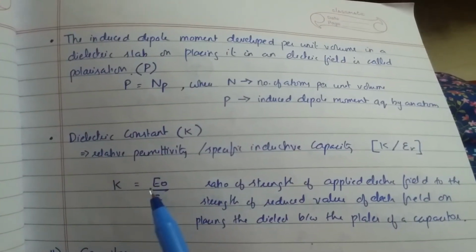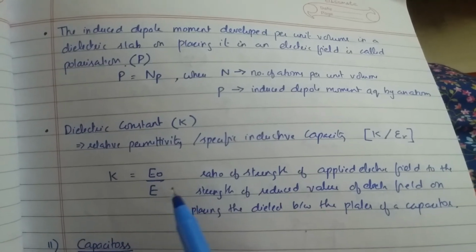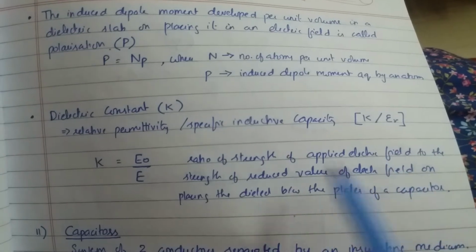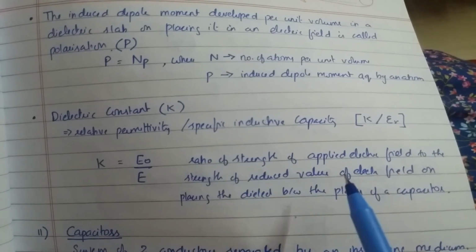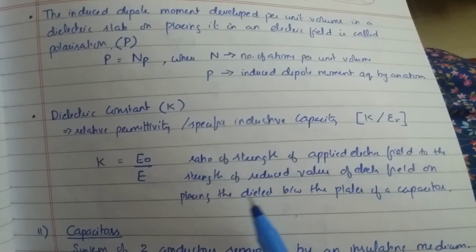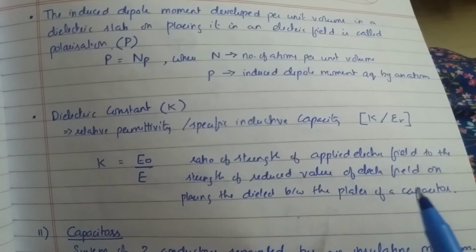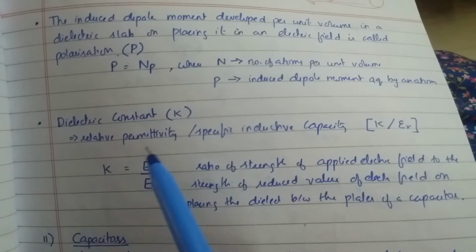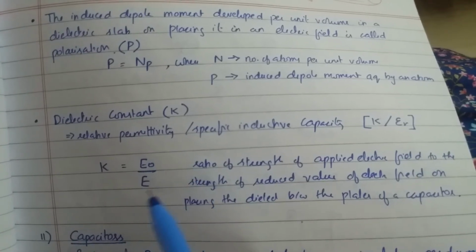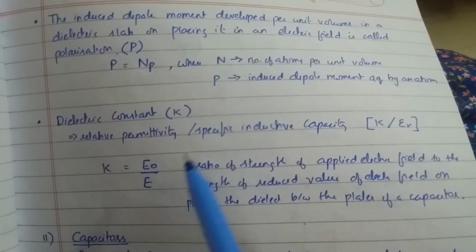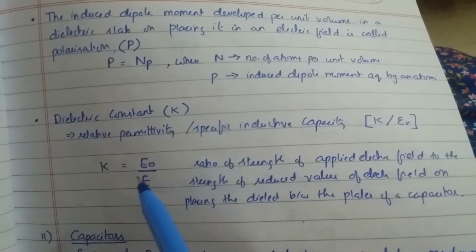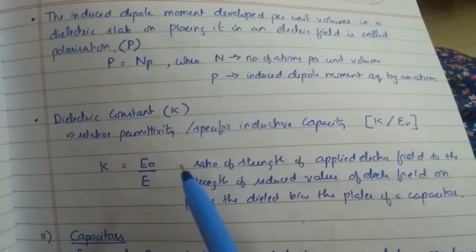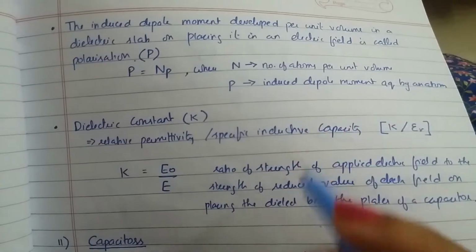So K equal to E0 by E. That is, it is the ratio of the strength of the applied electric field to the strength of the reduced value of the electric field on placing the dielectric between the plates of a capacitor. E0 was the applied electric field outside, and E is E0 minus E in. So this E0 got reduced.